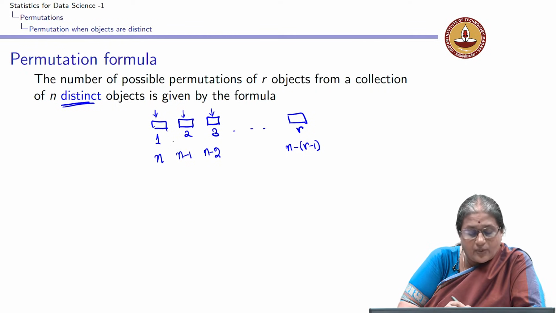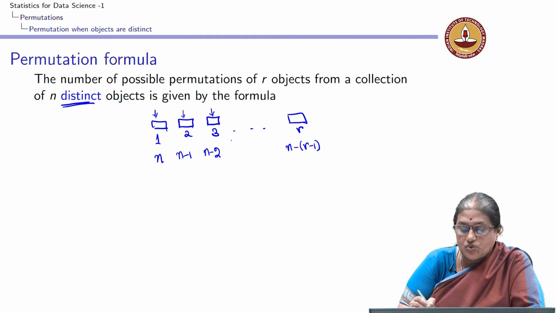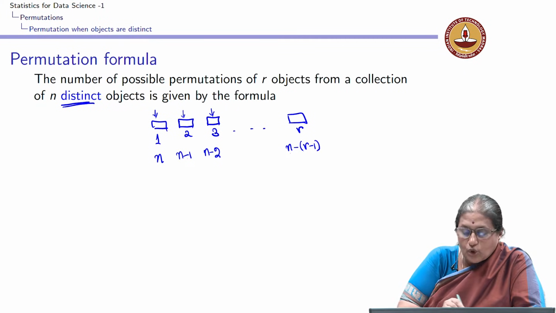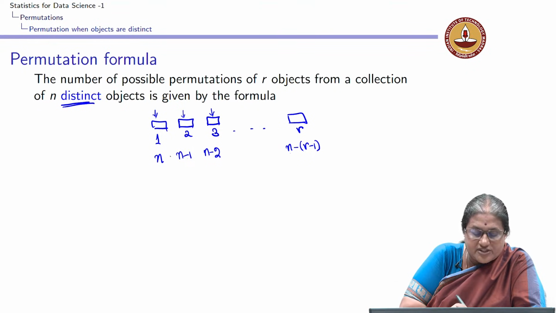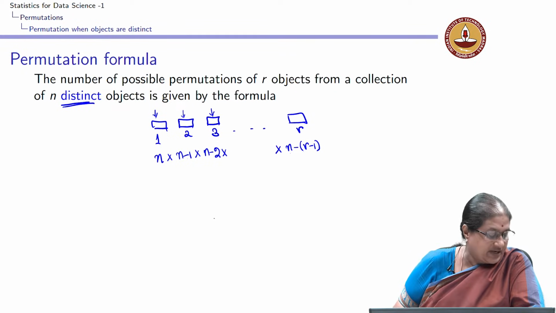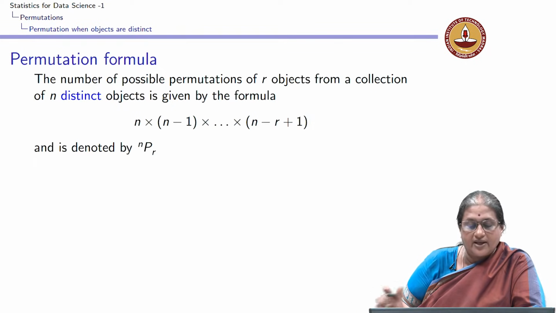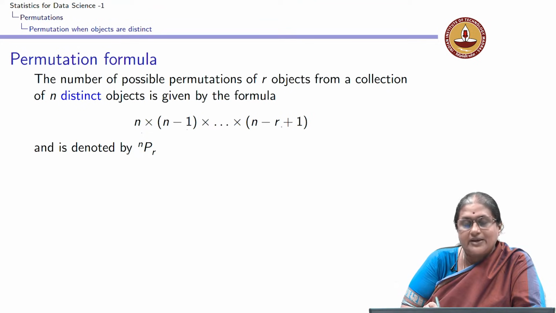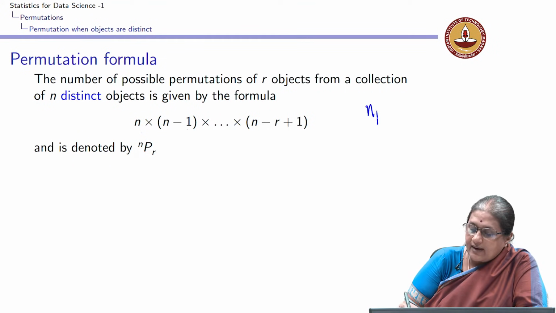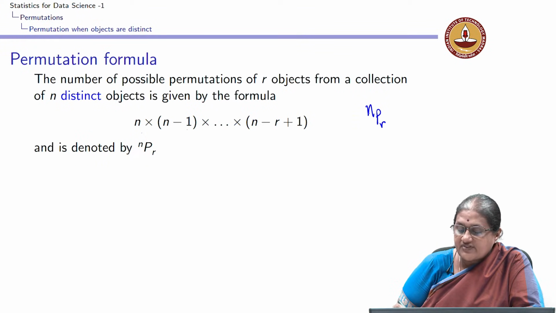So, the first one can be filled in n ways, second in n minus 1 ways, third in n minus 2 ways, and the rth can be filled in n minus r minus 1 ways. Again, using the fundamental multiplication rule of counting, the total number of ways I can fill these r boxes is n into n minus 1 into n minus 2 and so on, which can be written formally as n into n minus 1 up to n minus r plus 1. It is denoted by nPr. The way I can express this is: from a collection of n objects, I am choosing r objects, and this is given by nPr.